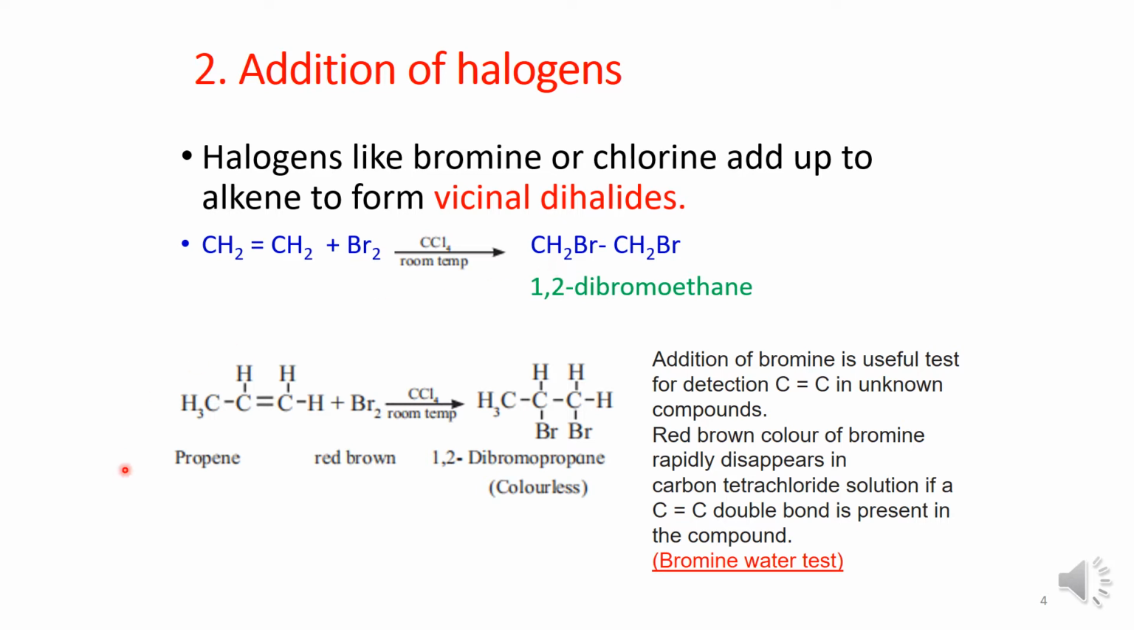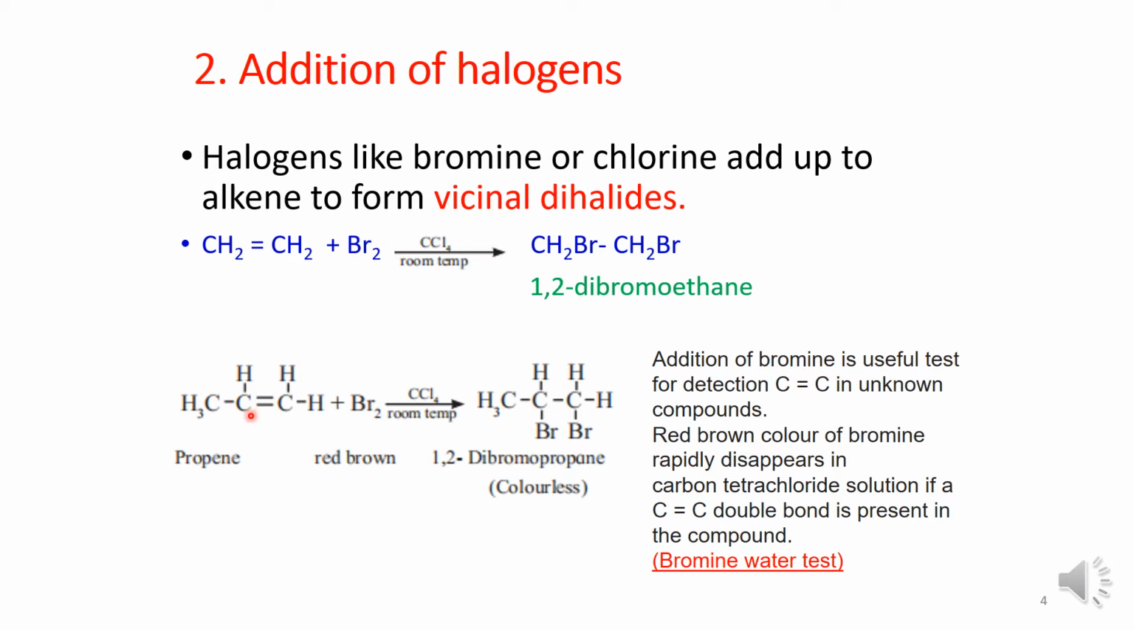Or if you are seeing propene here, propene is added to bromine water, which is a red brown colour solution in carbon tetrachloride. You will get 1,2-dibromopropane. Earlier the bromine water colour, which was red brown, will disappear after the addition of the bromine molecule to the alkene.